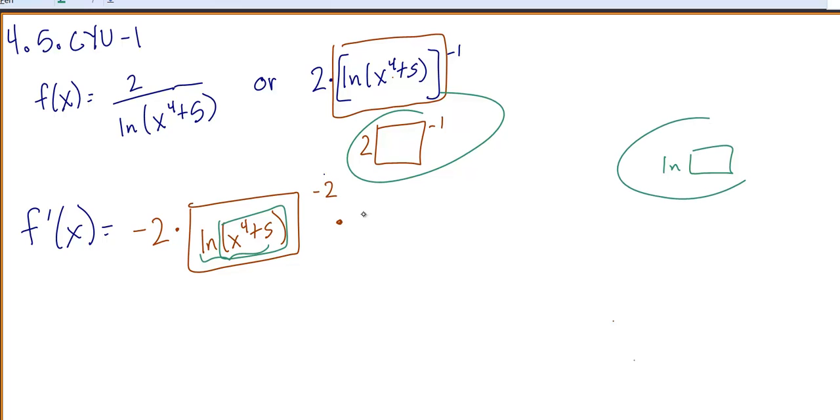The derivative of a natural log is you do 1 over whatever's inside the box, in this case, x to the 4th plus 5. Times, now we're going to take the derivative of what's inside the box. So what's inside this box? X to the 4th plus 5, that derivative would be 4x cubed. So again, we did the chain rule twice.